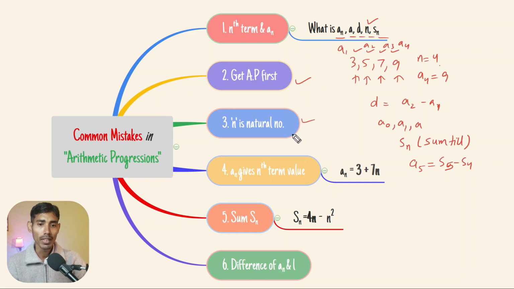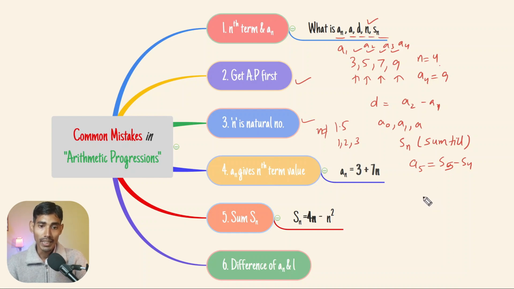Third one, n is a natural number. As mentioned in the first point, n is the first position, second position, third position, like that. So it can't be 1.5. It's like giving away prizes, first prize, second prize, third prize. So it can't be the 1.5th prize, right? That's not possible. So n is a natural number starting from 1, 2, 3, like that.